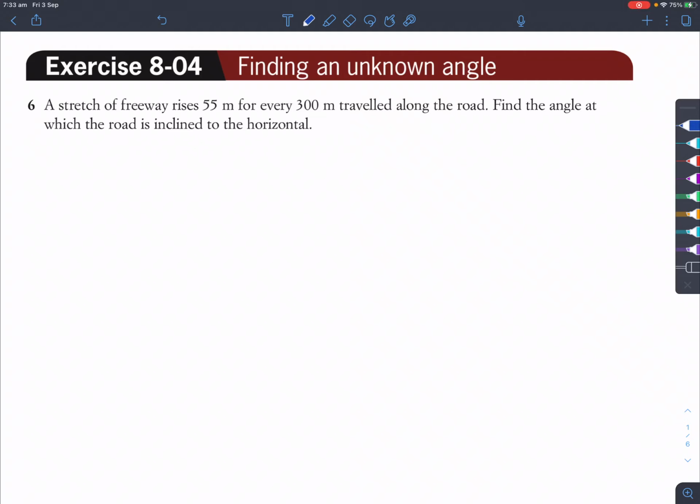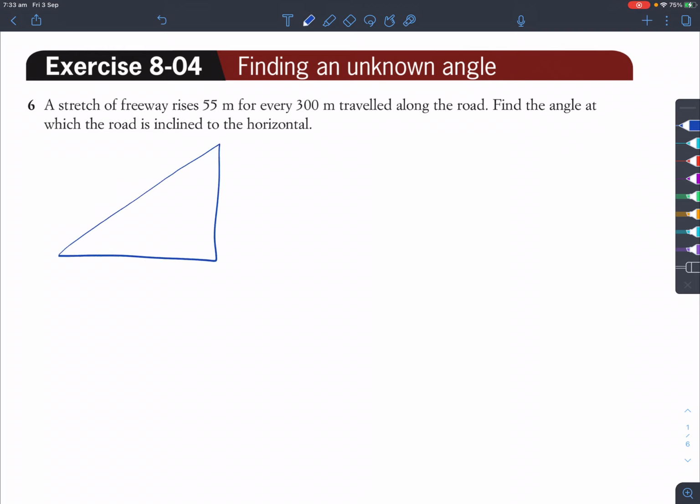Hey everyone, in today's lesson we'll be continuing our understanding of finding an unknown angle using trigonometry. So in question 6, a stretch of freeway rises 55 meters for every 300 meters traveled along the road. Find the angle at which the road is inclined to the horizontal.